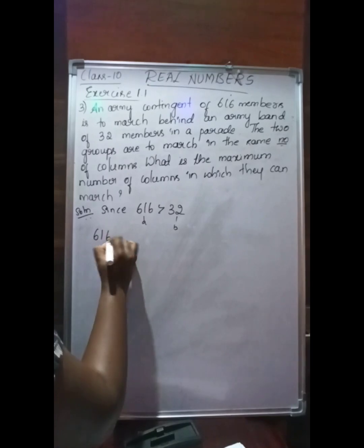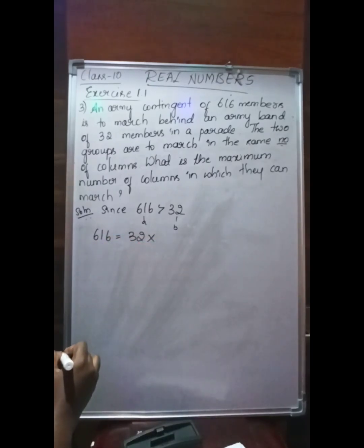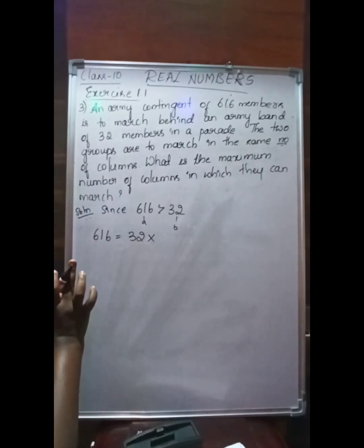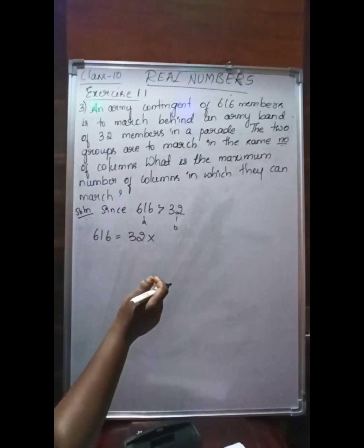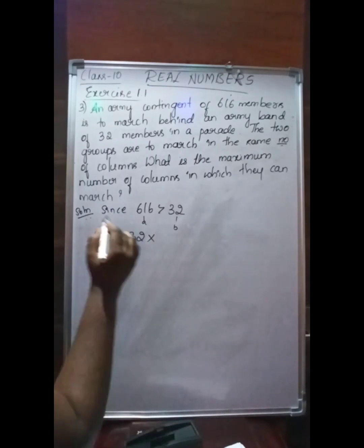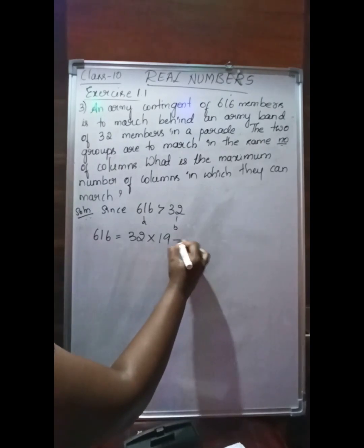So 616 equals 32 into, so how much can you consider? You can almost double the 300, right? So 32 into 20 you cannot consider, it will become 640, right? So 19 you can consider. So if you consider 32 into 19, the remainder you will get is 8.